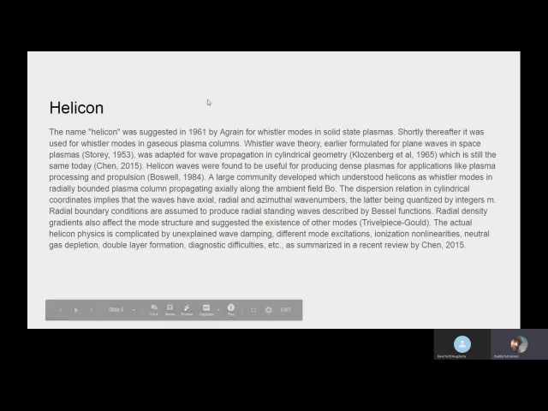Helicon. The name helicon was suggested in 1961 by Aigrain for Whistler modes in solid-state plasmas. Shortly thereafter, it was used for Whistler modes in gaseous plasma columns. Whistler wave theory, earlier formulated for plane waves in space plasmas, was adapted for wave propagation in cylindrical geometry, which is still the same today. Helicon waves were found to be useful for producing dense plasmas for applications like plasma processing and propulsion.